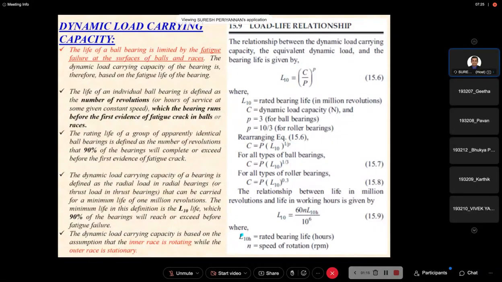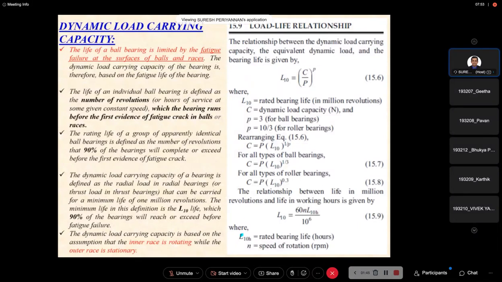Okay, the last class we discussed rolling contact bearing. We still need at least one hour today and maybe tomorrow, and then this chapter will be completed. In the last class we discussed static load carrying capacity and equivalent dynamic load carrying capacity.